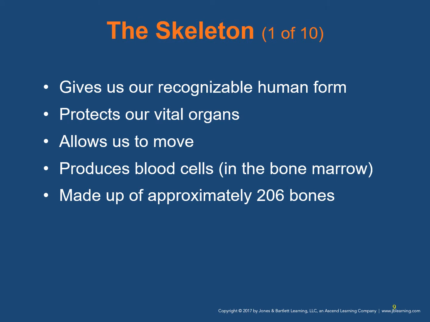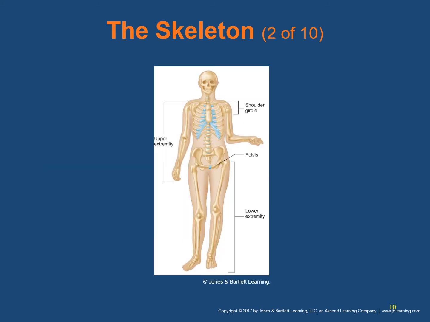The skeleton. The skeleton gives us our recognizable human form, protects our vital internal organs, and allows us to move. It is made up of approximately 206 bones. The bones also produce blood cells in the bone marrow and serve as a reservoir for important minerals and electrolytes. The figure on this slide illustrates the human skeleton.